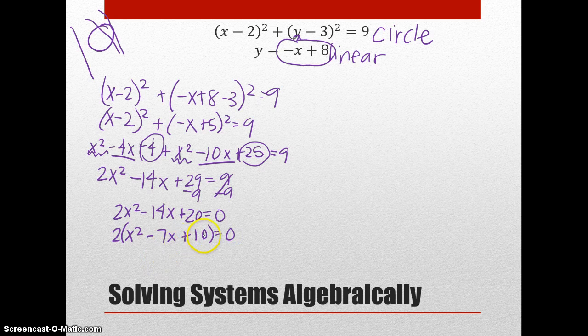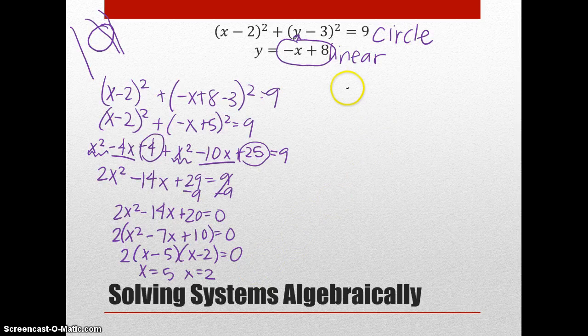Now two numbers that multiply to a positive 10 but add to a negative 7 are negative 5 and negative 2. So our factored form would be 2 times x minus 5 times x minus 2, and that equals 0. So when we solve, we set it equal to 0, and we get x equals 5, x equals 2. Now remember, when we're solving systems of equations, we're looking for coordinate points. So these are just the x values, and we have to plug them back in and find our y values.